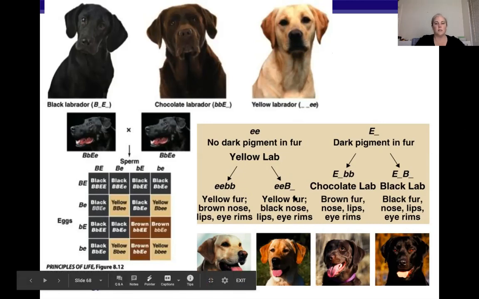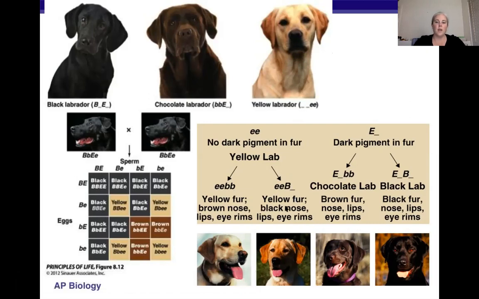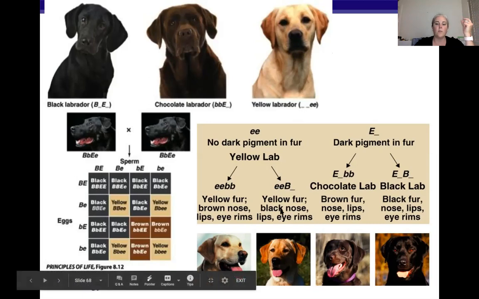If you see a yellow lab that has a black nose, that yellow lab does have the capability of producing the pigment, but its epistatic gene isn't in a dominant version. They're not allowed to express it. They have it, they can't express it. If they're homozygous recessive for both the epistatic and the pigment gene, then they're going to be yellow with a brown nose.